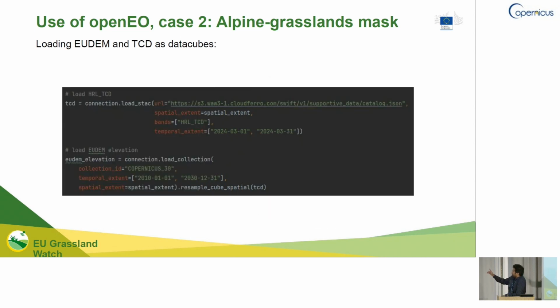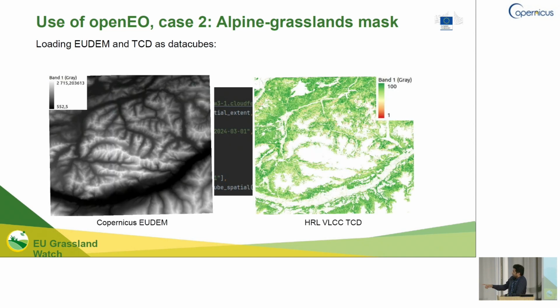So for the alpine grassland mask, we wanted to identify those grasslands which are in the alpine region. Up to a certain area, you have the forest and then you have the grassland. So what we wanted to eliminate was those grasslands that occur below the elevation where the forest stops, because whatever is above should be classified as alpine grassland. So this is the elevation model, and this is the HRL layer that we used to do this.